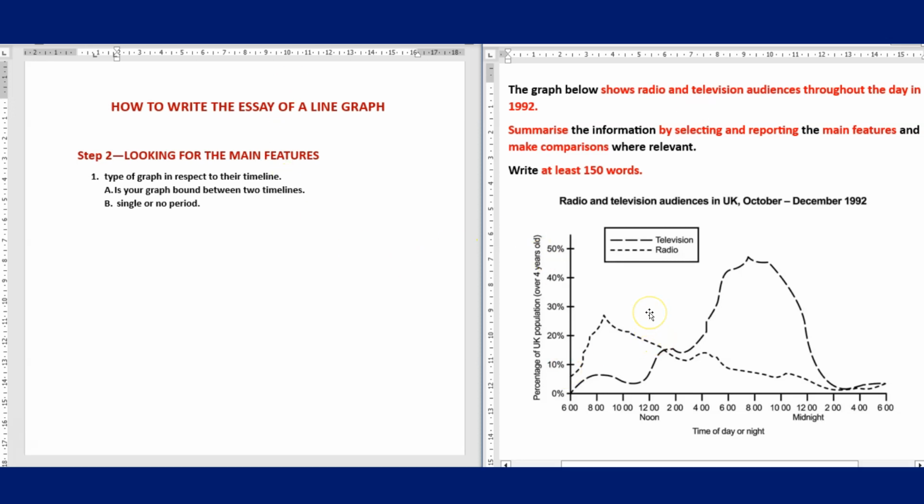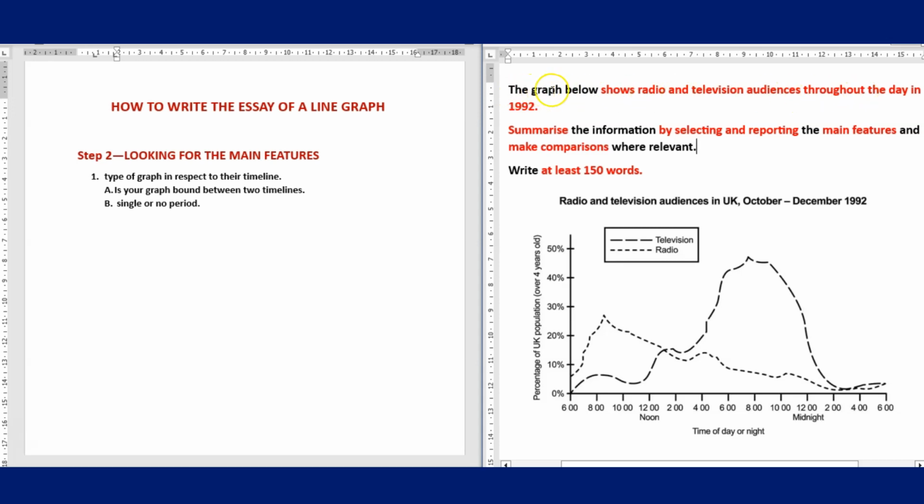Before you can get the main features, you have to understand the type of graph. And this time it's not about the graphic, whether it's a line graph or not. We are looking for the type of graph in respect to the timeline. The timeline is the period of time in which this particular research was done, or this particular graph was made. So you can see that with this graph, we are talking about a time period.